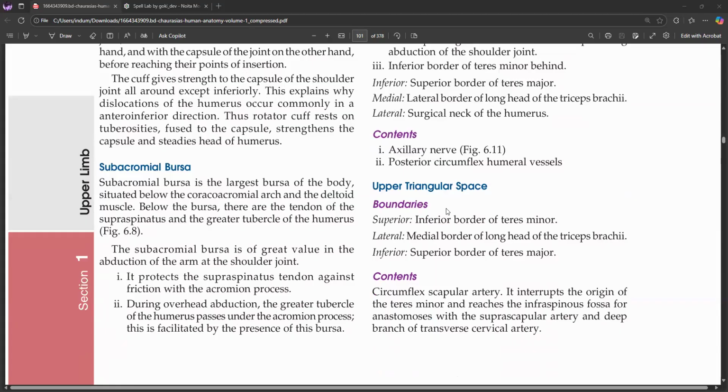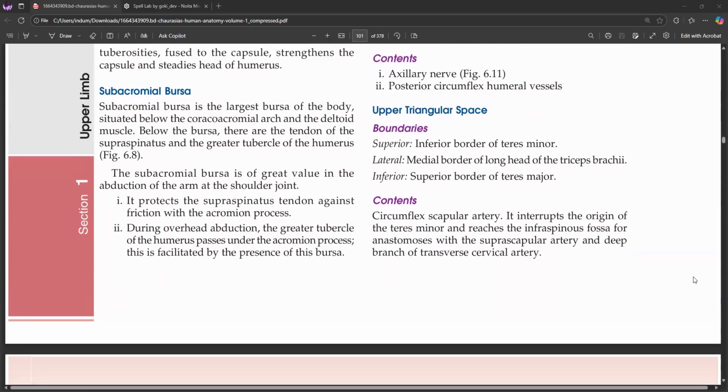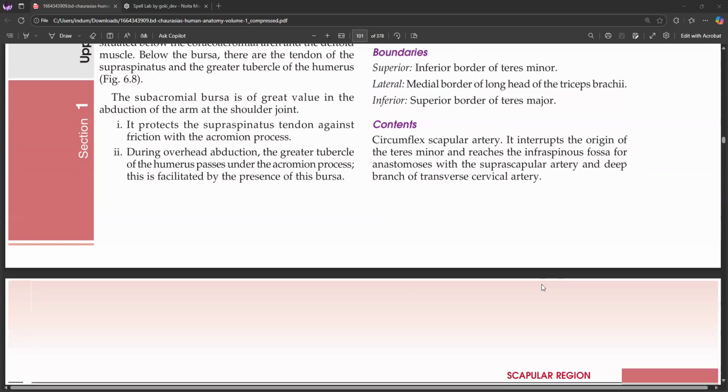Contents: axillary nerve. Figure 6.11. Posterior circumflex humeral vessels. Upper triangular space. Boundaries. Superior: inferior border of teres minor. Lateral: medial border of long head of the triceps brachii. Inferior: superior border of teres major. Contents: circumflex scapular artery. It interrupts the origin of the teres minor and reaches the infraspinous fossa for anastomoses with the suprascapular artery and deep branch of transverse cervical artery.